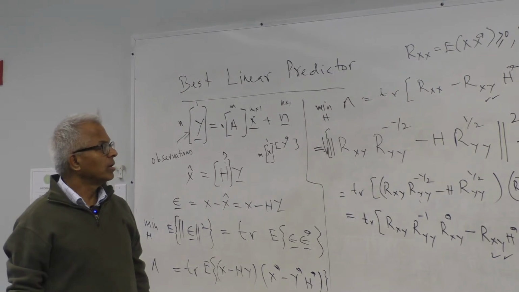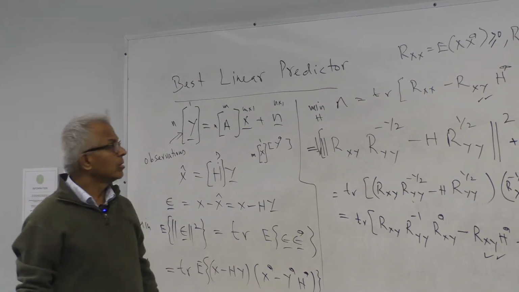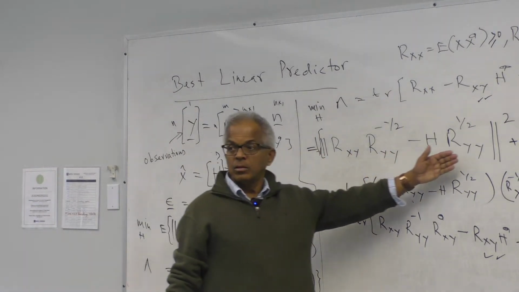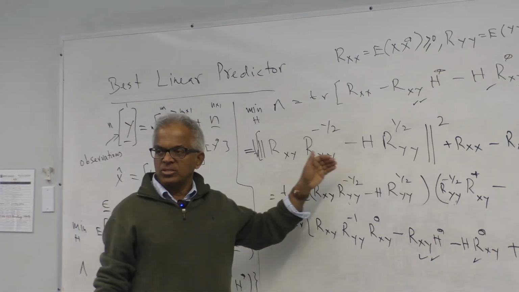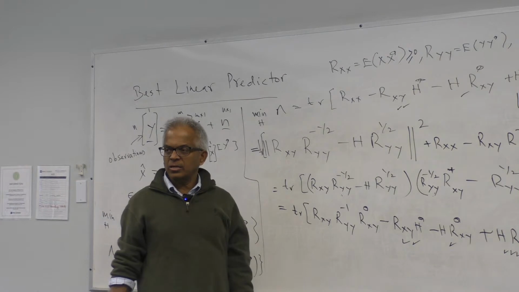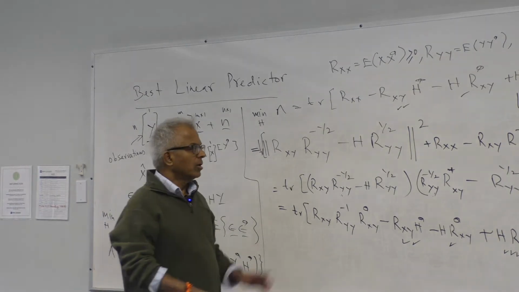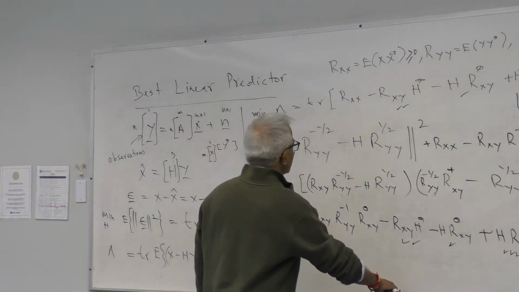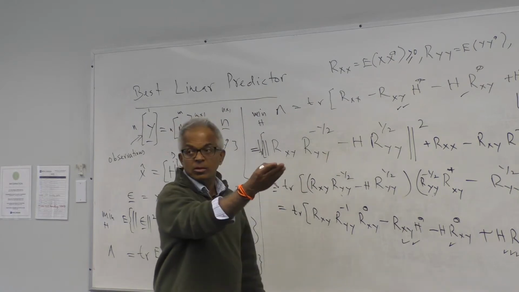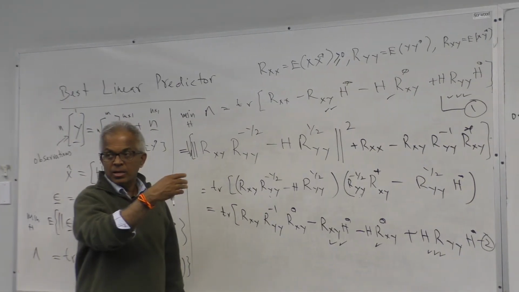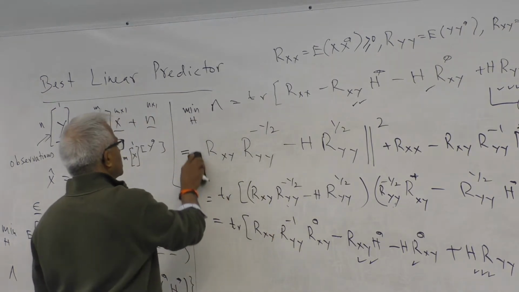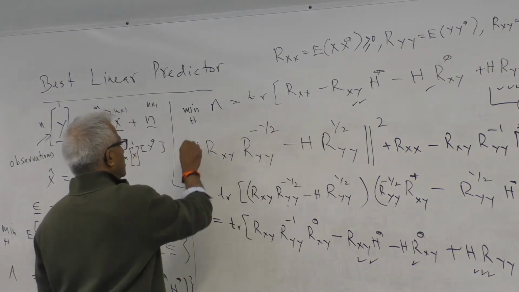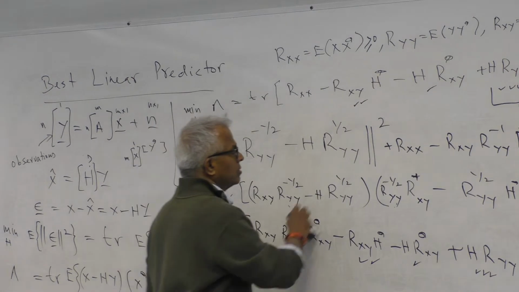No, no, never. Where did I add a numerical value? No, this is not a matrix. This is a scalar, right? Yeah, that's what I said. Remember, the trace of A plus B is trace A plus trace B, right?